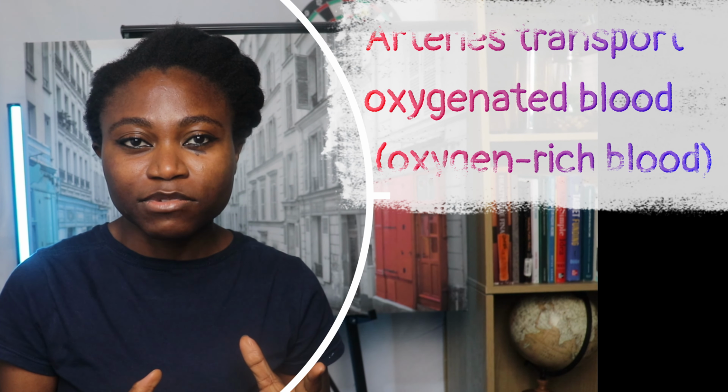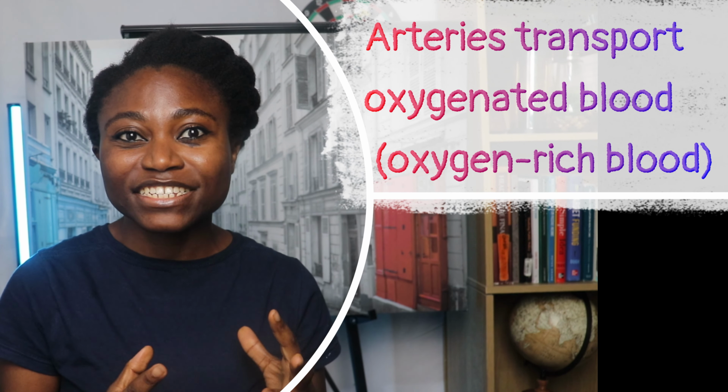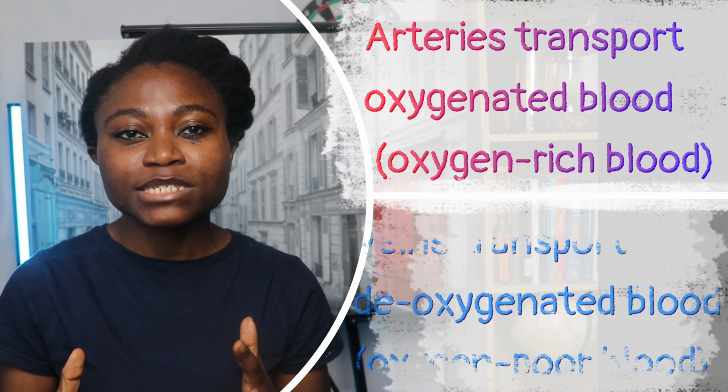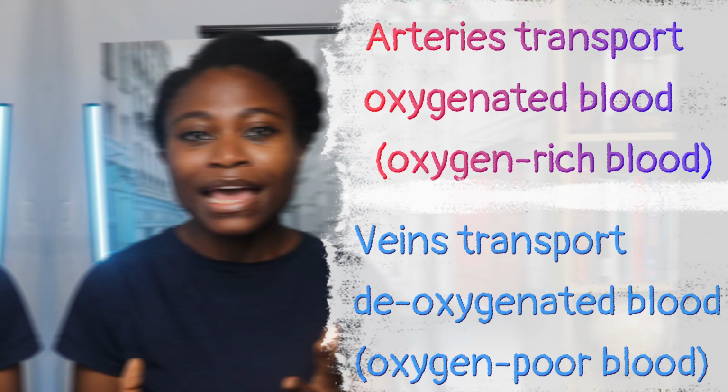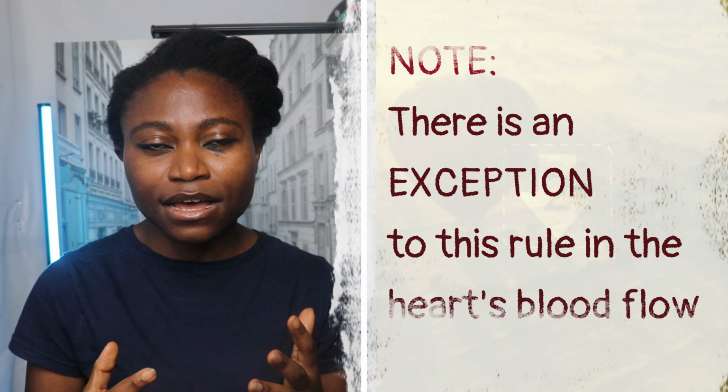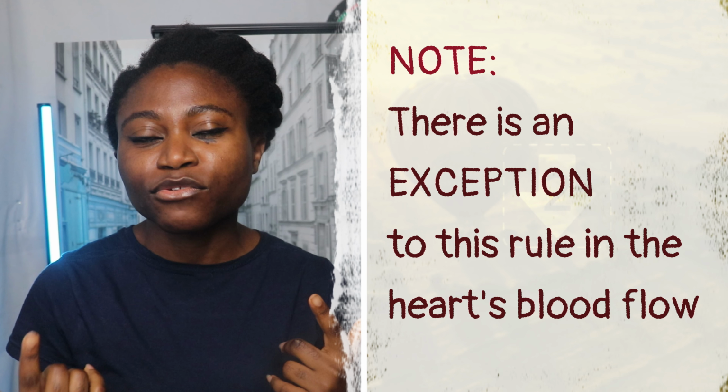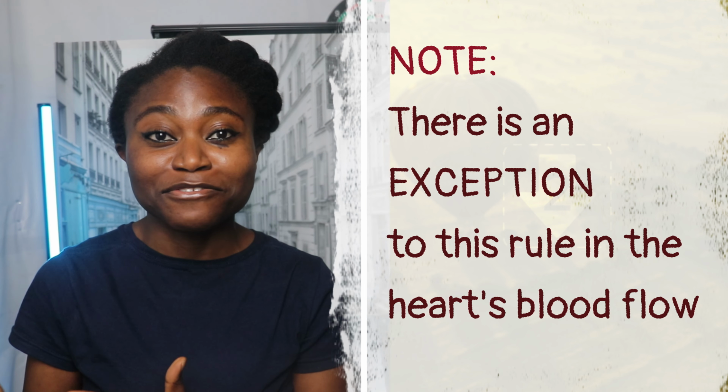Now, generally, arteries transport oxygenated blood, so oxygenated means oxygen-rich blood, while veins transport deoxygenated blood, which means oxygen-poor blood, within the body. However, there is an exception to this when we consider the flow of blood through the heart, which I will discuss later in the video.